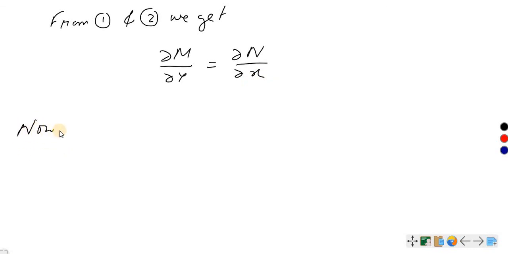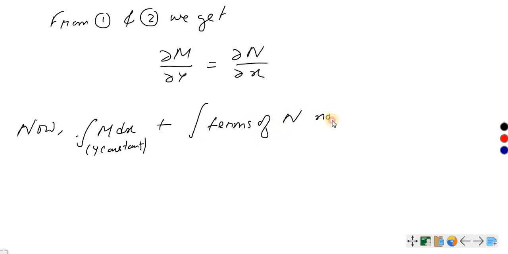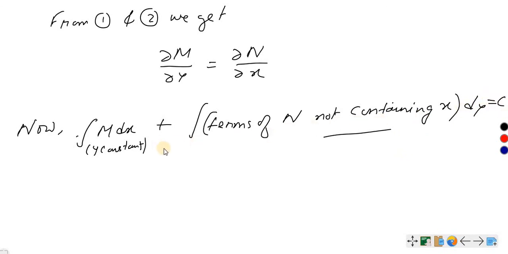Now we will write the integration of m dx, where y is constant, remember, y constant, plus the integration of those terms of n not containing x. So only those terms of n which do not contain x will be taken, and that only will be integrated here, dy, is equal to c. So this is the solution of an exact differential equation. Always remember, okay, and please note this down.